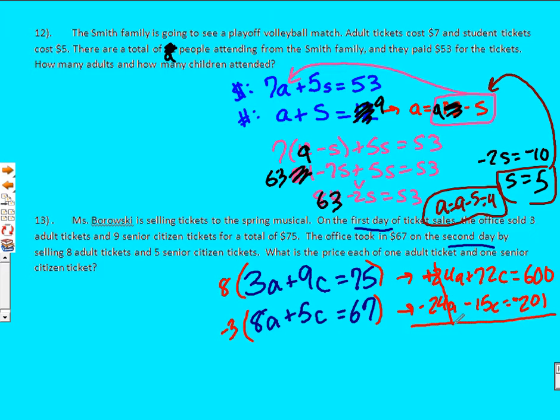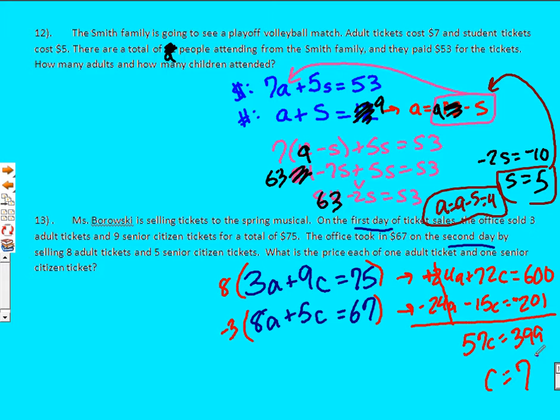Now we can add them together. Those will cancel out. 72 plus negative 15 gives you 57c, and this here, when you subtract, becomes 399. So 399 divided by 57, you get C equals 7. So $7 for a senior citizen ticket.